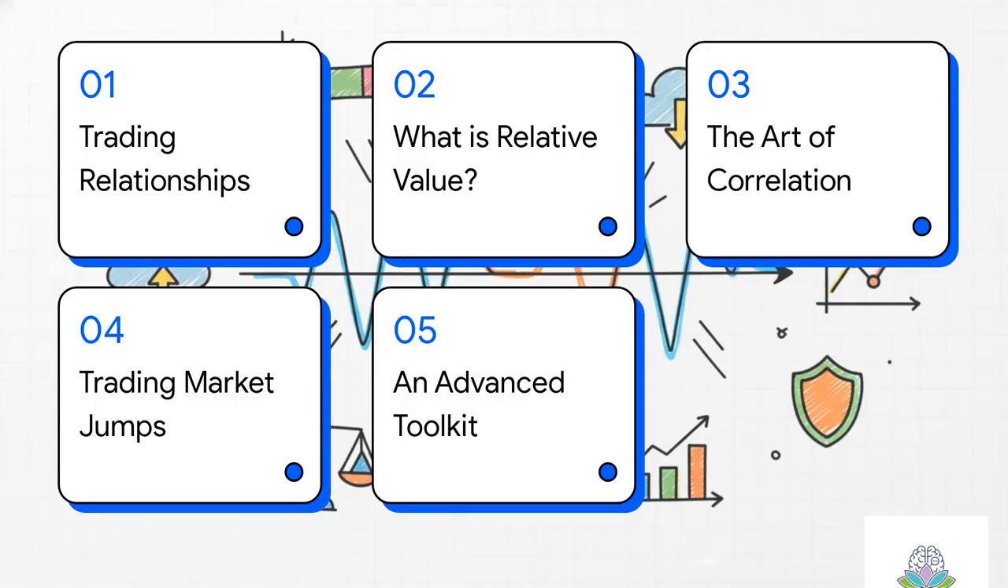All right, here's our game plan. We're going to start with the big idea, trading relationships. Then we'll get into the nuts and bolts of relative value and correlation. After that, we'll see how these ideas are used to trade those massive market jumps and check out the toolkit the pros use to get it all done.